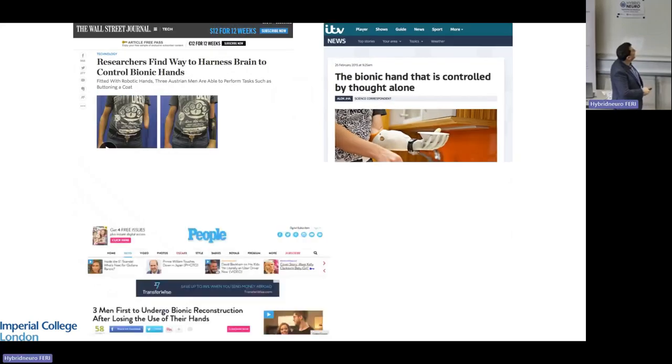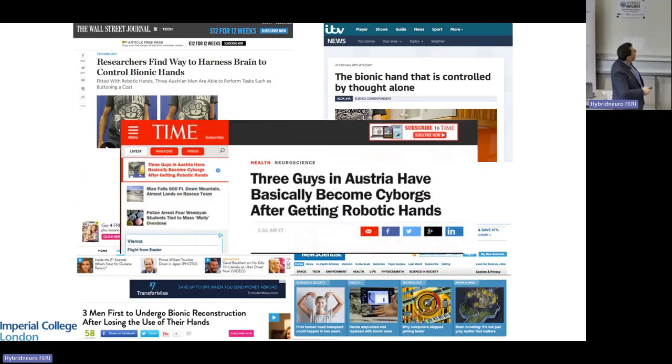And these were just some of the media appearances. And this one is an interesting one, right? So they basically become cyborgs after getting the robotic hand. And the difference with respect to patients who are amputated is that these patients had a part voluntarily removed, right? So this was a sort of introductory example to augmentation.